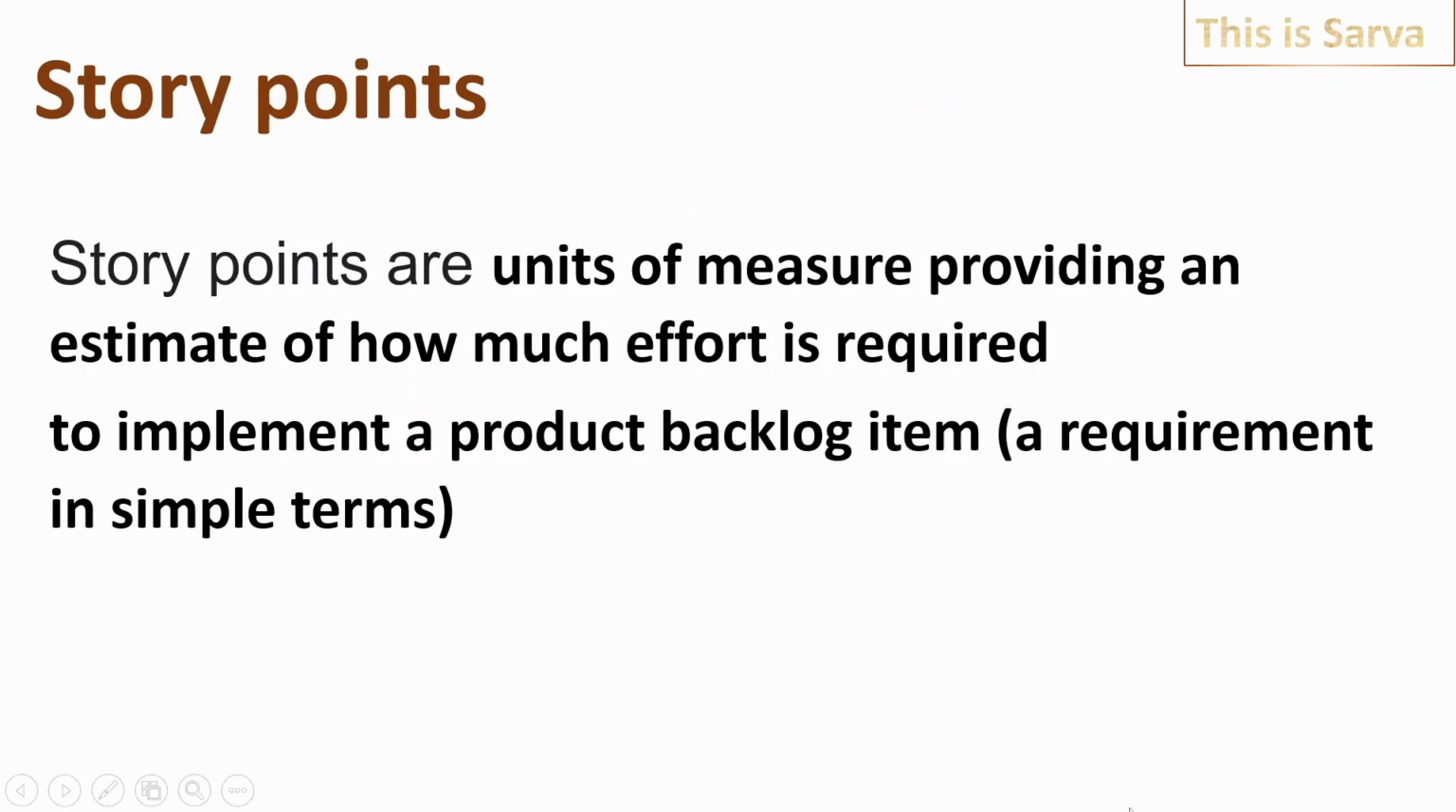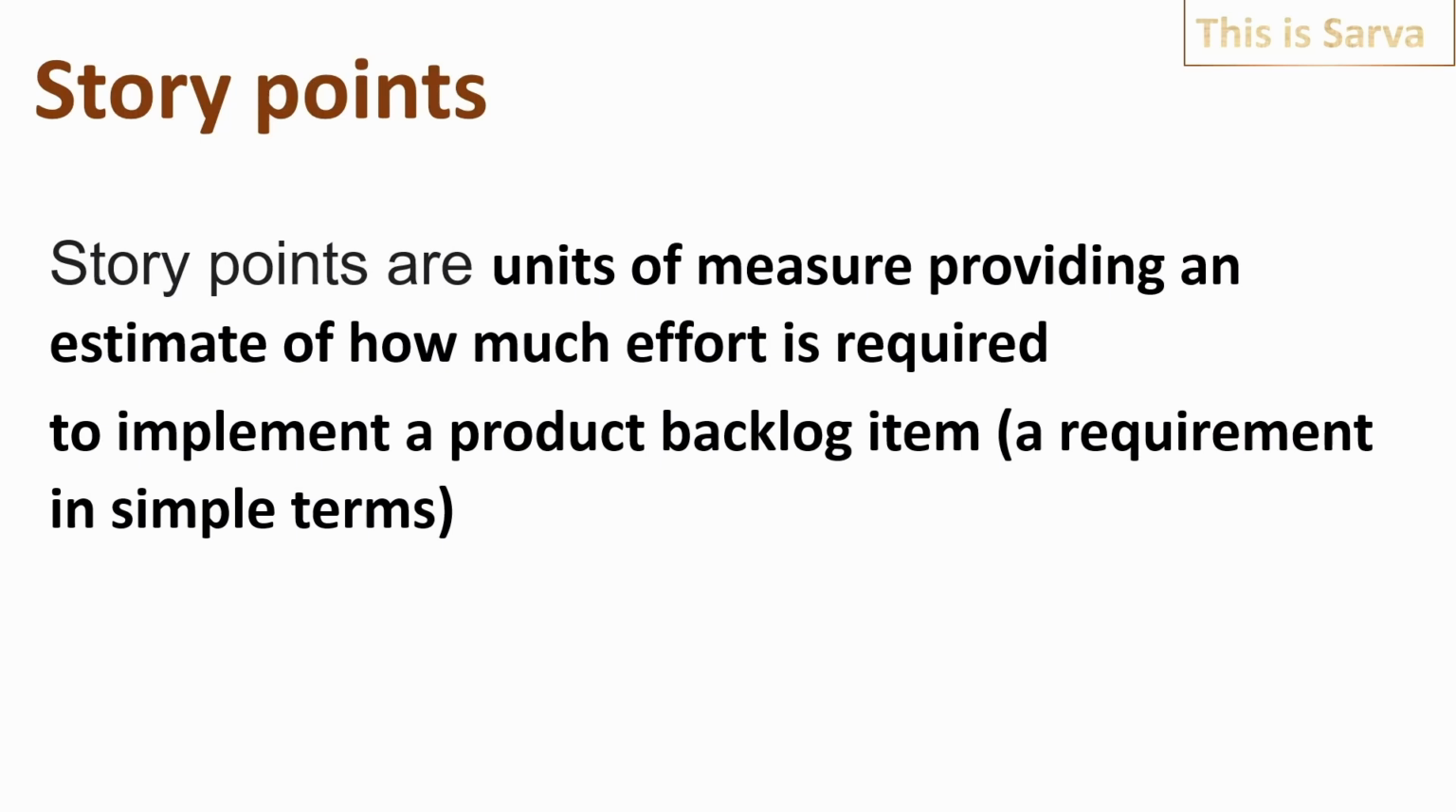Story points are units of measure providing an estimate of how much effort is required to implement a product backlog item. A product backlog item is simply a requirement. In simple terms, we can call it a requirement. So basically, it is a number, right? The story points are basically numbers that will indicate how much effort is required to complete one particular requirement.